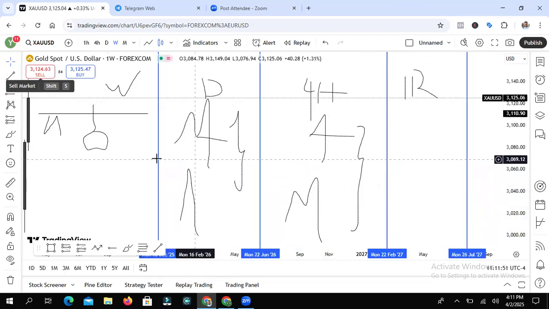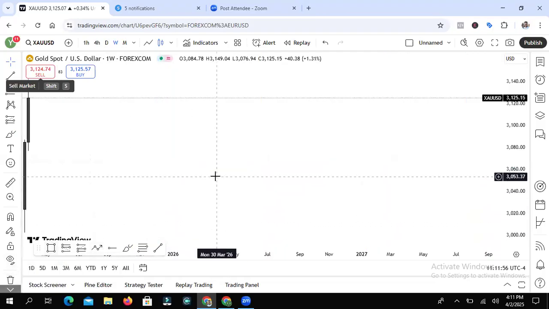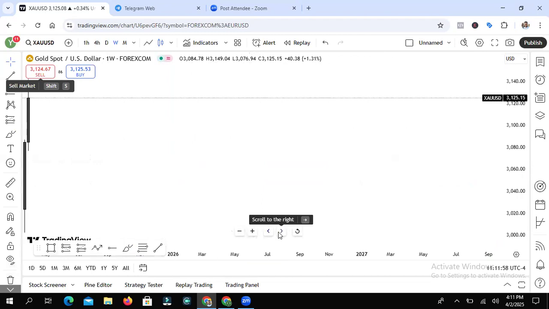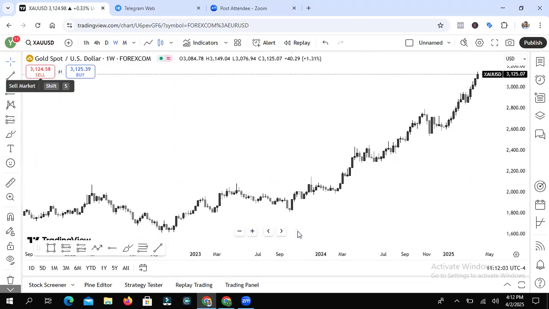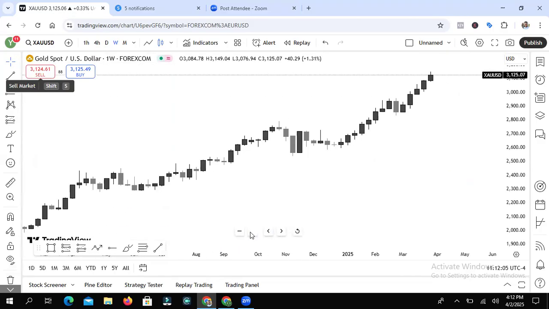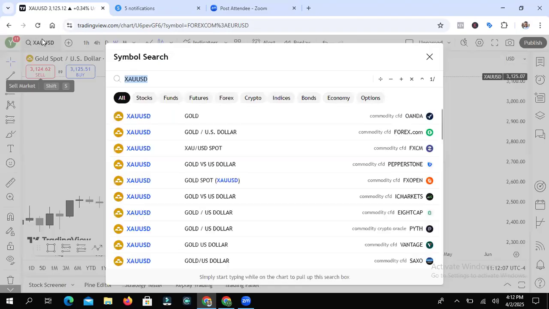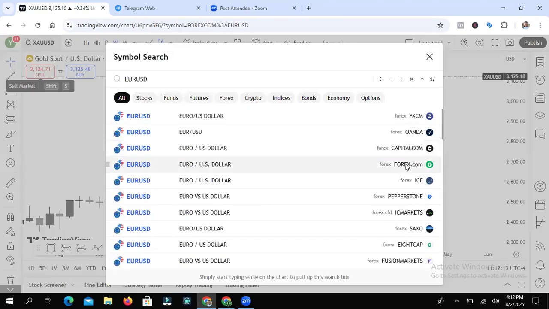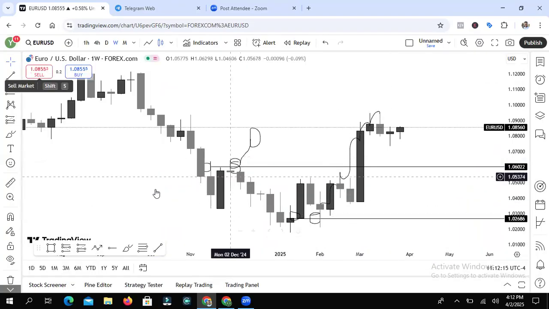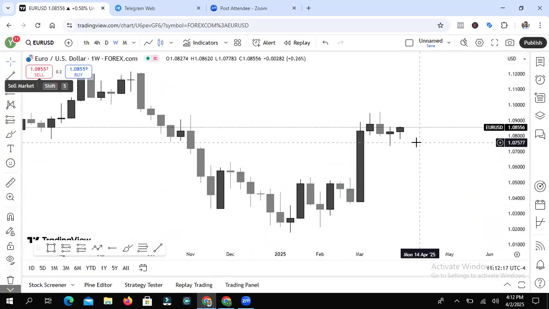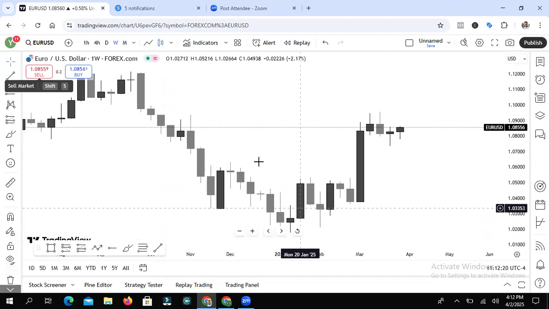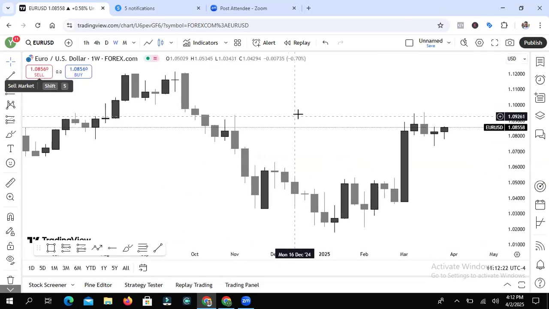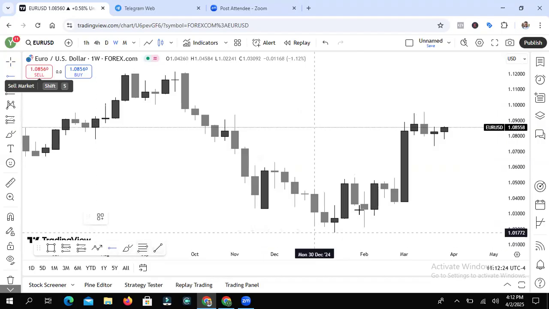We've gone through the examples. Let me delete everything and show you in insights how it works on the charts. Let's do Euro USD again. I'll backtest it, like I said.